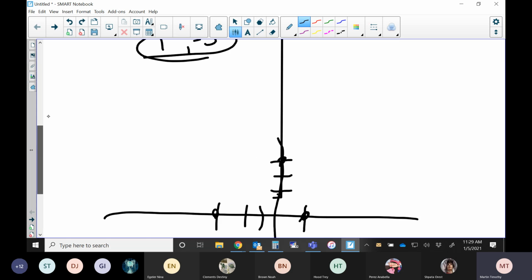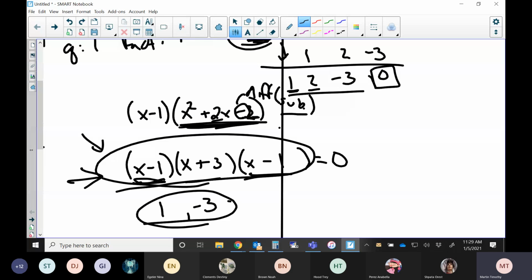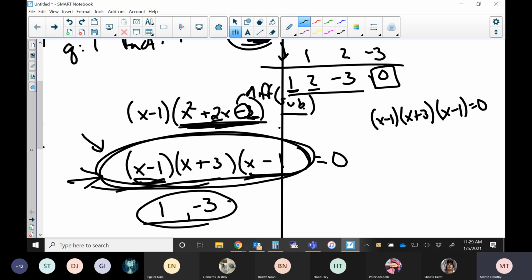So let's go back up here. And this is something we talked about before. Right here, how can I actually rewrite this? It says x minus 1, x plus 3, and then another x minus 1. How can I rewrite that actually? x minus 1 squared. Why is that important to think about?